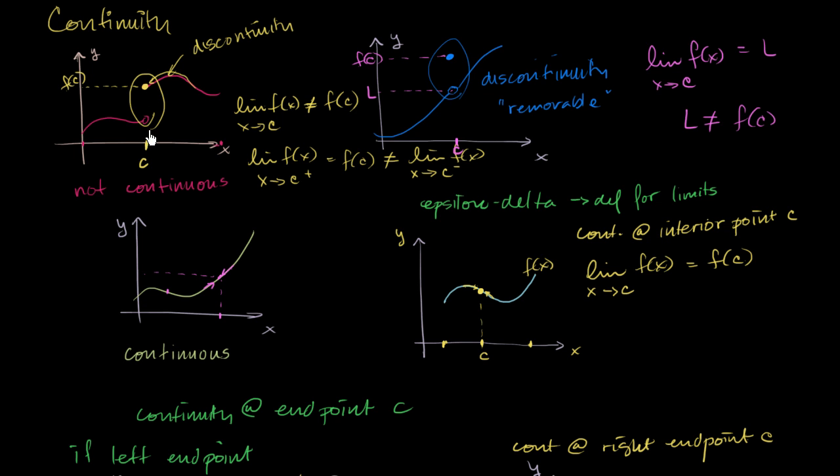Whenever you see the function just all of a sudden jumping, or there's kind of a gap in it, it's a pretty good sense that the function is not connected there. It's not continuous. But what we did in this video is we used limits to define a more rigorous definition of continuity.